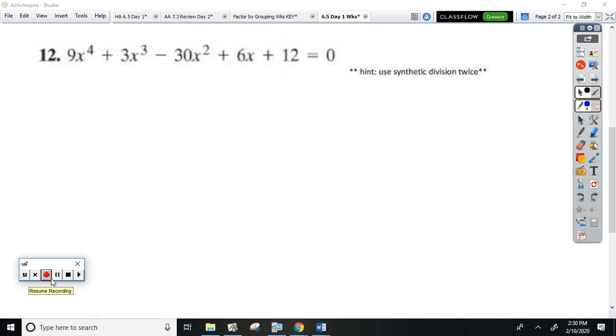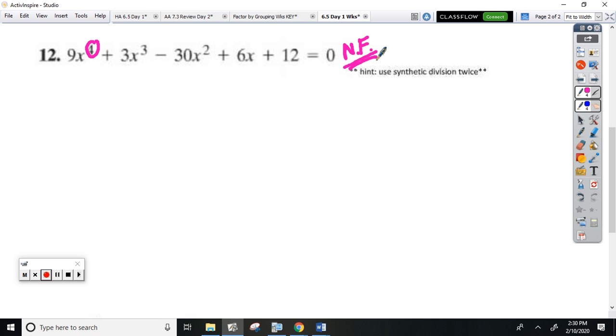In case any of you are having difficulty with number 12, I wanted to hop on and just go over the starting process to it. This one's a little bit harder because it is a quartic function, meaning we should get 4 answers. It is not factorable, and I did give you a hint that you may need to use synthetic division twice. So I wanted to show you guys what that'll look like.